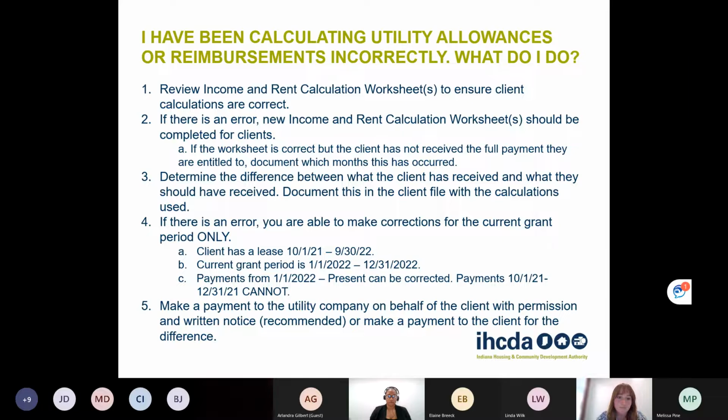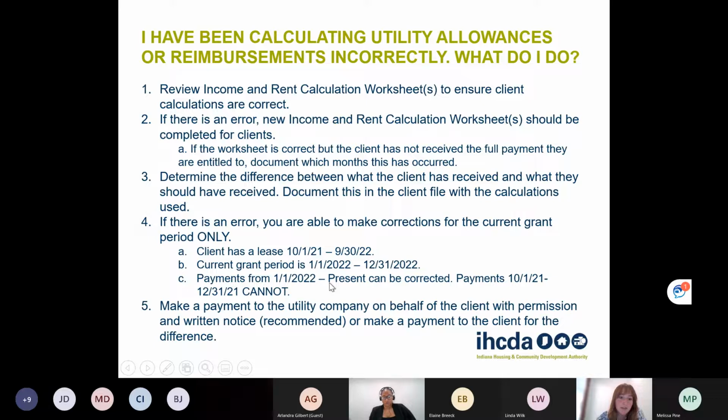the current grant period. So for instance, if a client has a lease that started October 1st of 2021 and it goes through the end of September of this year, and the grant period is January 1st to December 31st, so calendar year 2022, you would not be able to correct any payments made to the client from 2021. So October 1st, 2021 up to December 31st, 2021, you would not be able to change any of the payments that you made to the client, even if they were incorrect. Anything starting from January 1st up until the present is still able to be corrected, since that would be the current grant period that you are in.